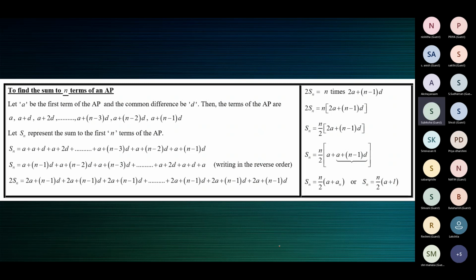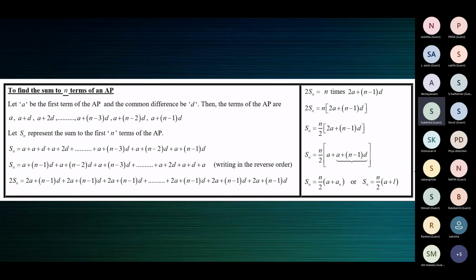So Sn, the sum to the first n terms of the AP, is given by n by 2 of the first term plus the last term, because a plus n minus 1 into d is the nth term, an. An is sometimes represented as L, meaning the last term of the AP.